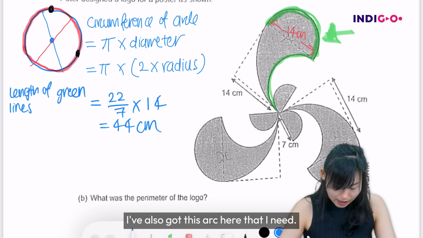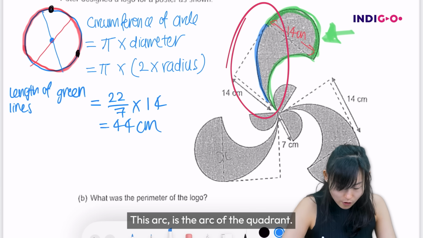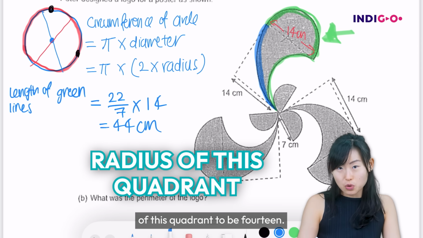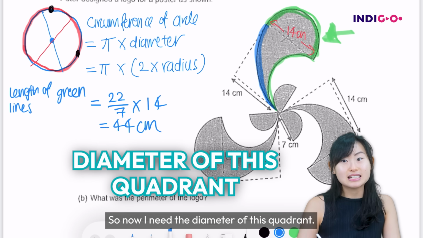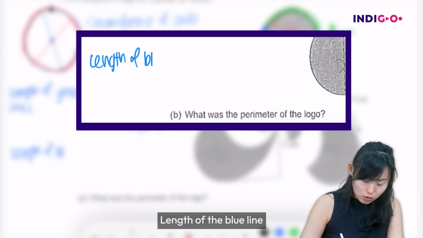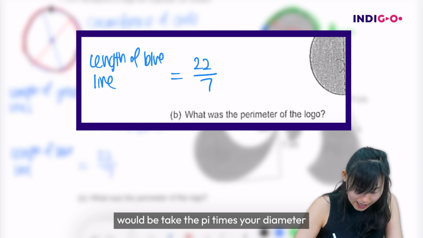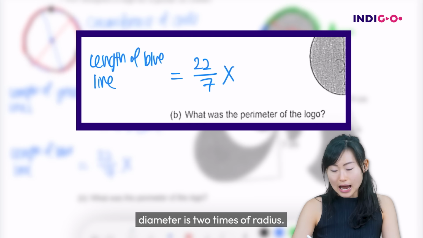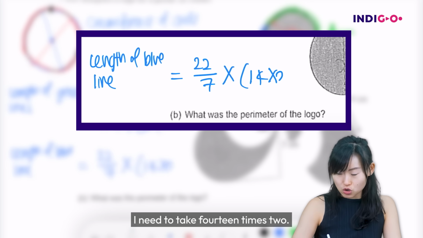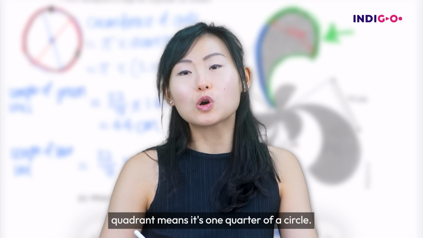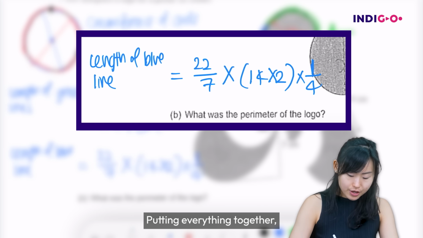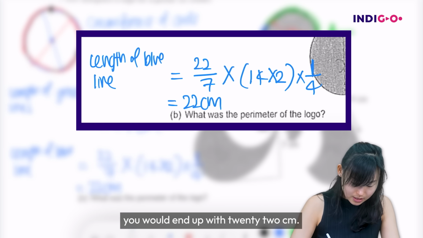I've also got this arc here that I need. This arc is the arc of the quadrant. Now take note, we are only given the radius of this quadrant to be 14. So now I need the diameter of this quadrant. So let's see, the length of the blue line would be pi times your diameter. Diameter is 2 times the radius. Since the radius is 14, I need to take 14 times 2. And because this is a quadrant, it means it's 1/4 of a circle, so I need to times by 1/4. Putting everything together, you would end up with 22 centimeters.